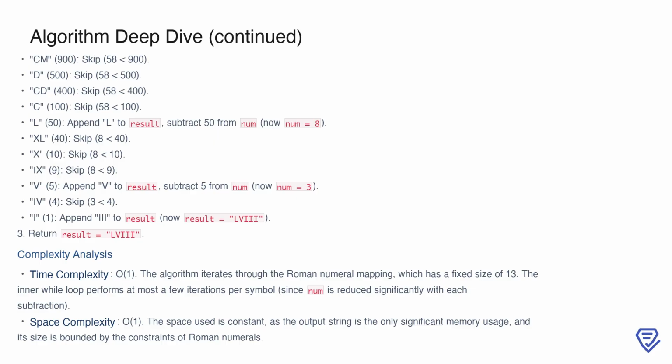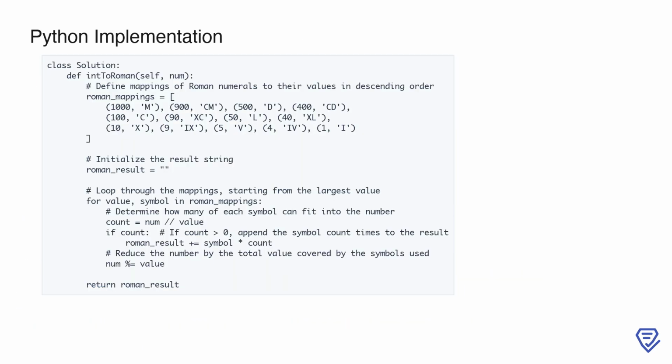The algorithm is efficient, with a time complexity of O(1), because the mapping size is fixed, and the inner loop performs a limited number of iterations. The space complexity is also O(1), as the memory usage remains constant, with the result string being the only significant storage requirement. This solution efficiently converts an integer to its Roman numeral representation by leveraging a greedy algorithm.